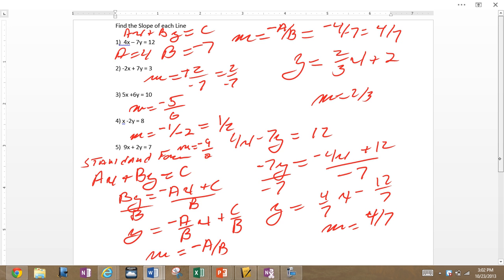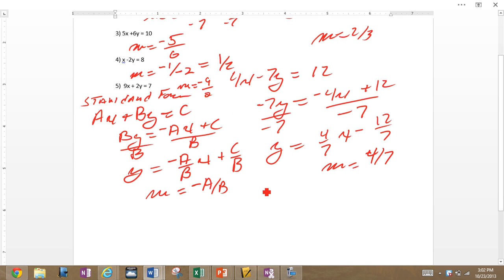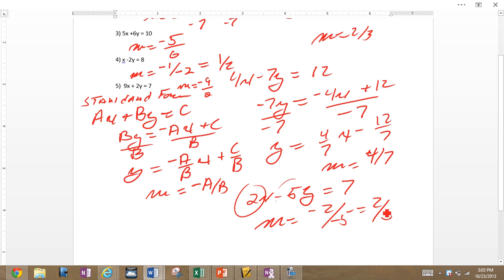It's very simple. You have any equation of the line, 2x minus 5y is equal to 7. The slope is going to be the opposite of the coefficient of x, which is negative 2, over the coefficient of y, and you always want to include the sign there, negative 5, so that's 2/5 is the slope.